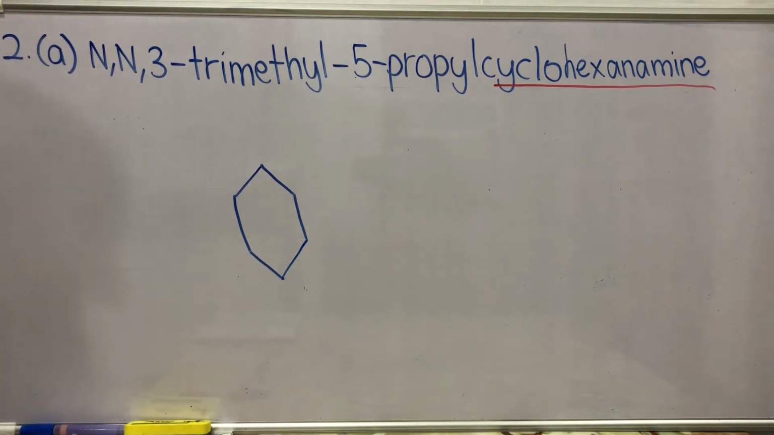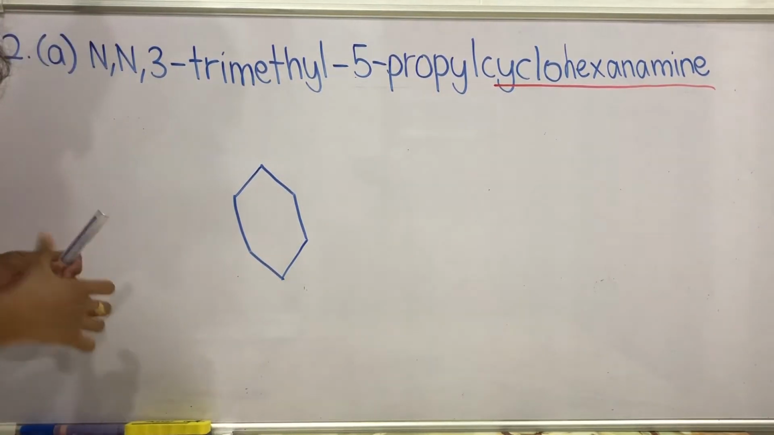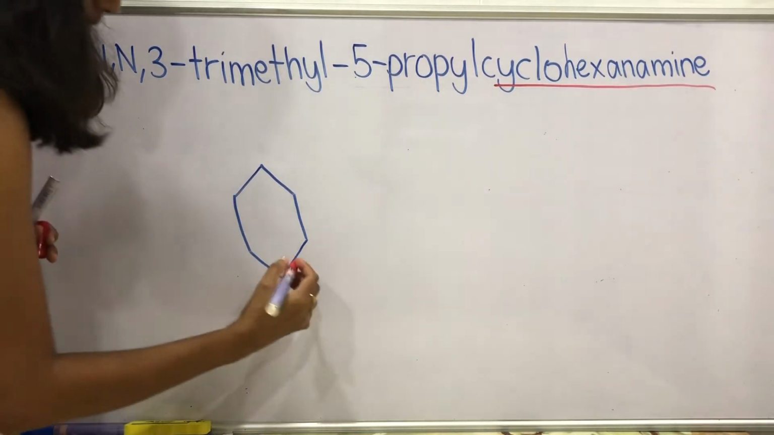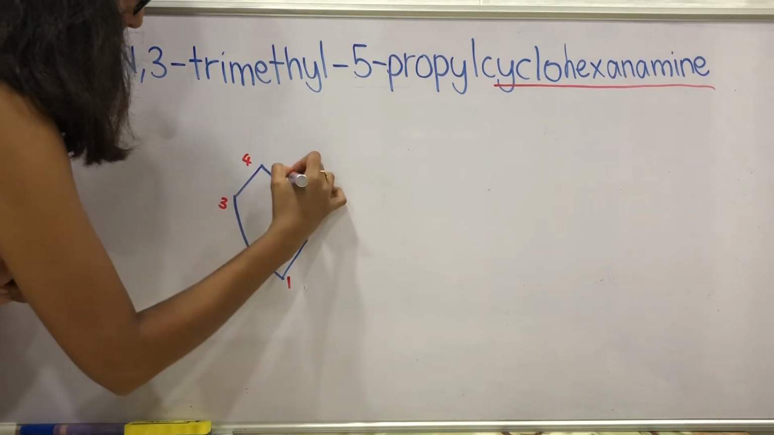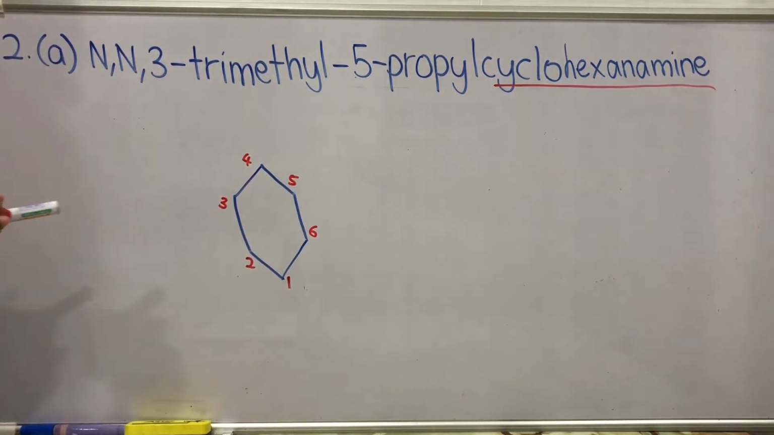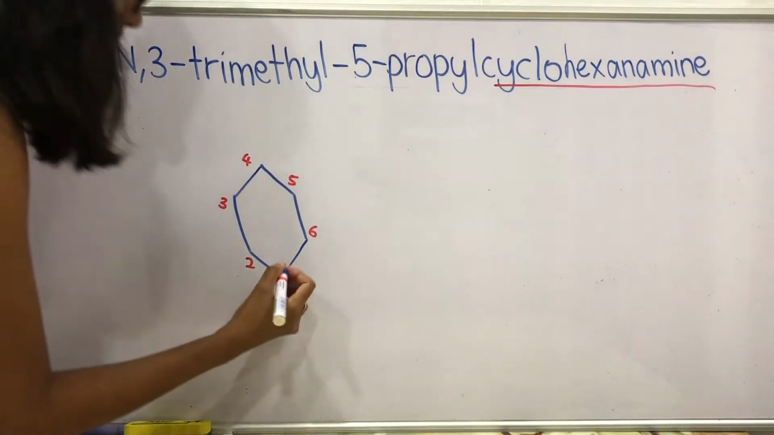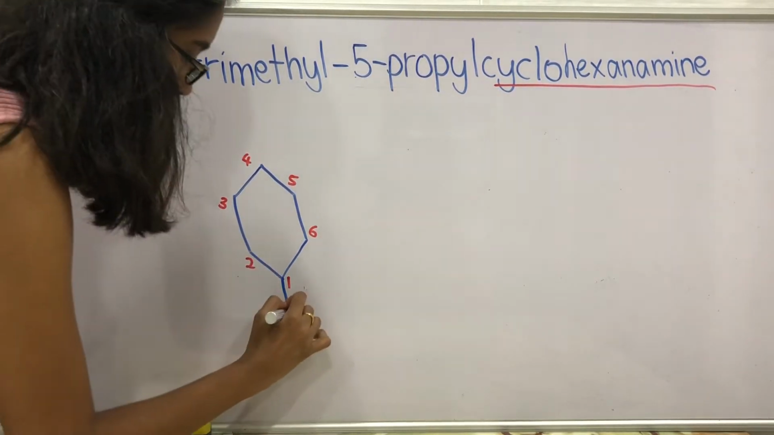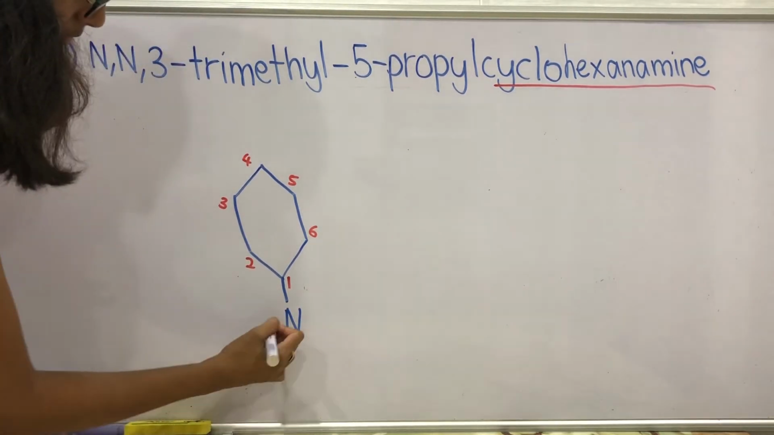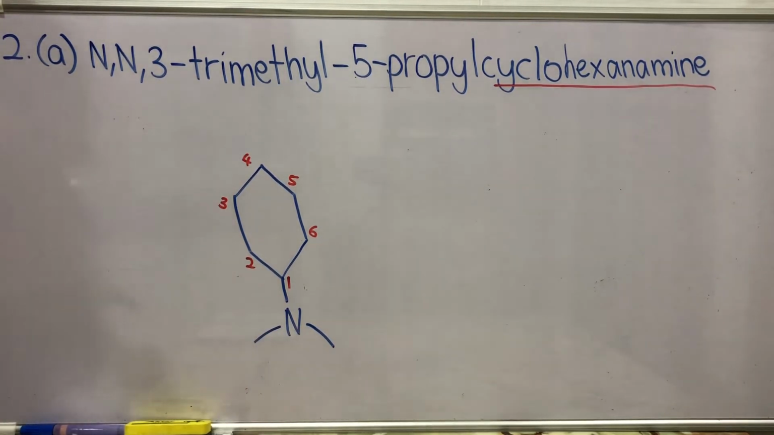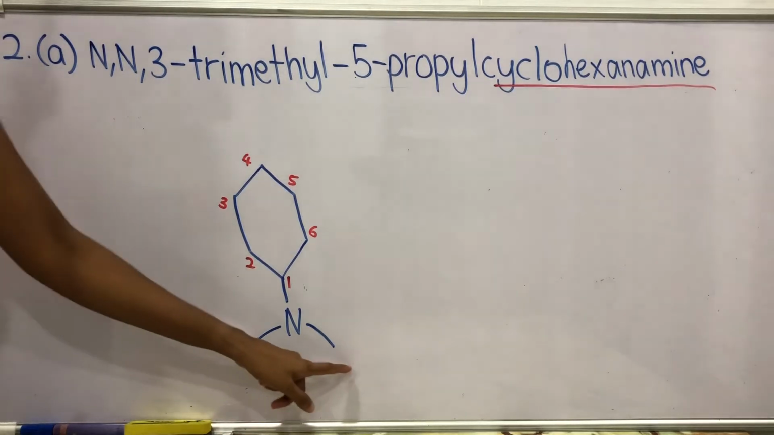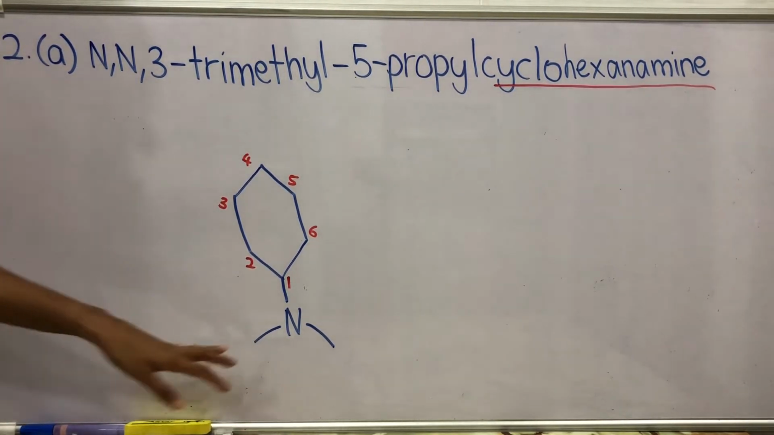Alright, so the cyclohex is drawn. Next, let's add on the amine group to carbon number 1. So maybe I will number it first. So nitrogen will have 3 bondings altogether. Now I'm leaving them blank first because I do not know what are the groups present here yet.